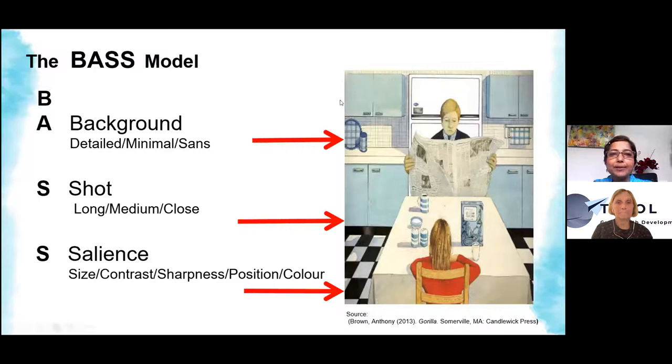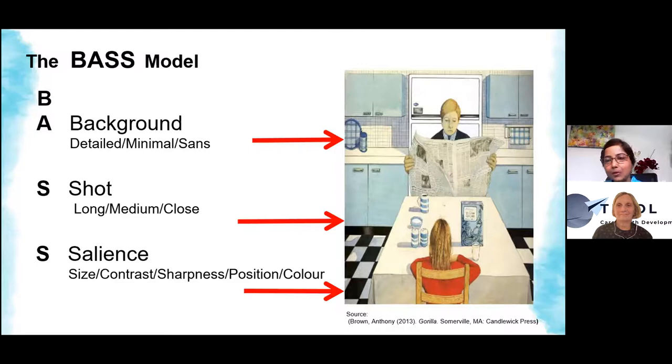If you look at this image, which I took from one of my favorite children's picture books, Gorilla by Anthony Browne, the background here could be detailed, minimal, or sans. There is no background at all. But in this instance, it is a very detailed background. You could see the cabinet, there's a flask there, there's a fridge. And then we look at the shot, what kind of shot it is. Is it a long shot? Long shots usually are used for picturesque scenes where you could see a lot of things. Medium shot, this is a medium shot, and a close shot is a close-up.